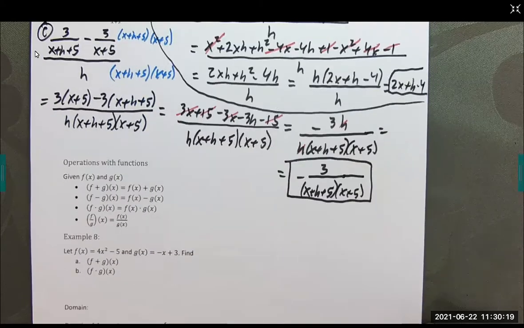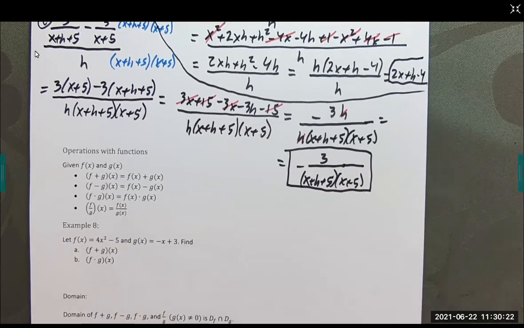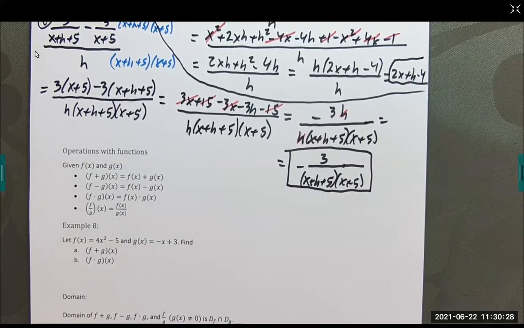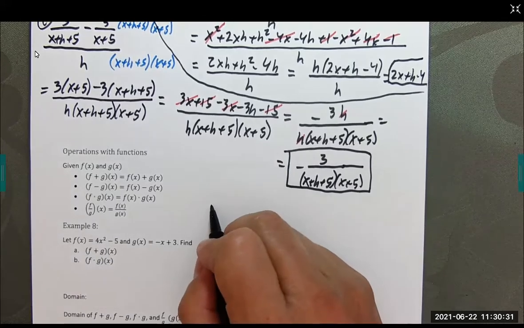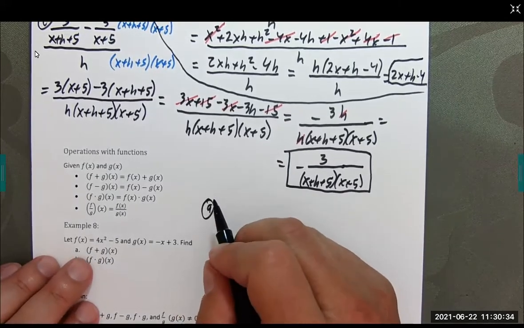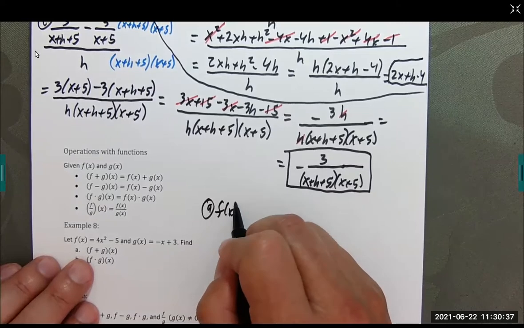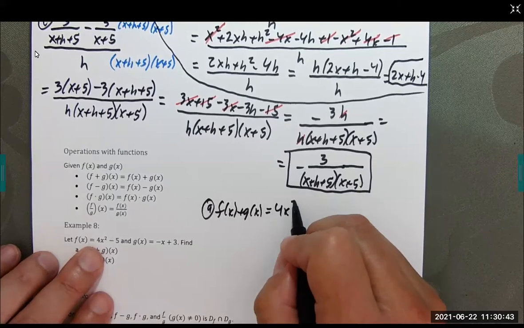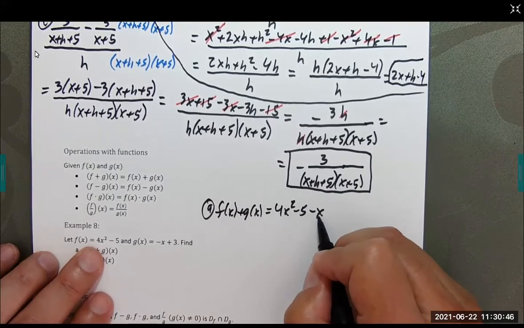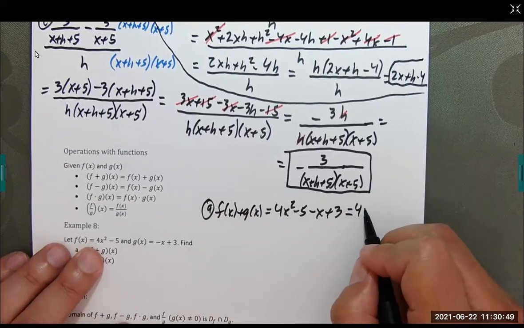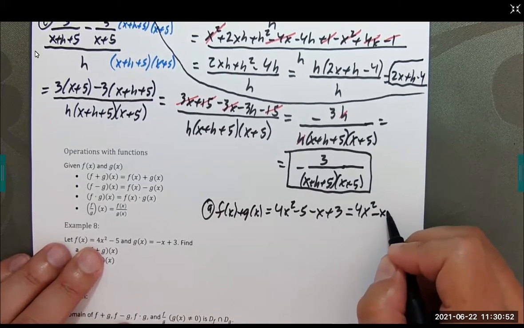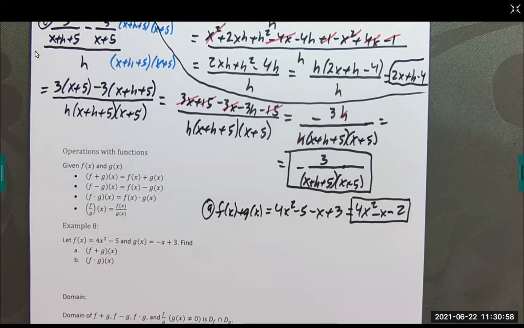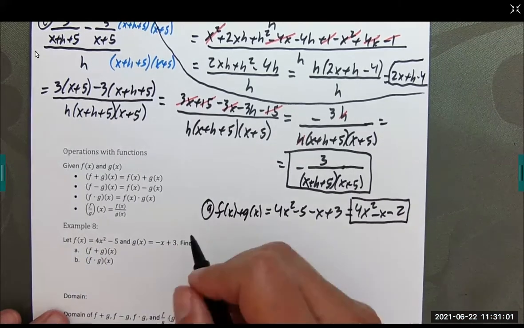Our operations with functions. This means we're adding the functions up, we're subtracting, multiplying, and dividing. So let's do our example here. Part A says f plus g of x becomes f of x plus g of x, which here is 4x squared minus 5 minus x plus 3. Yep. And then part B is multiply.